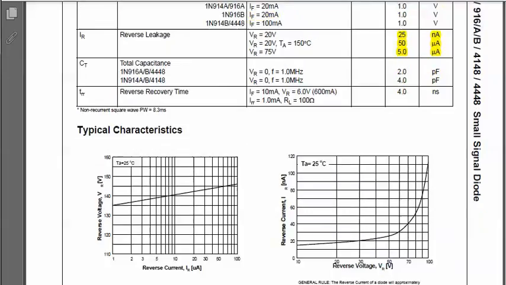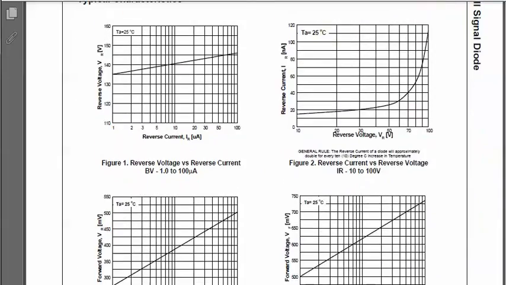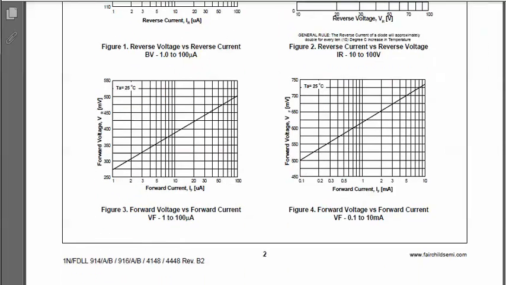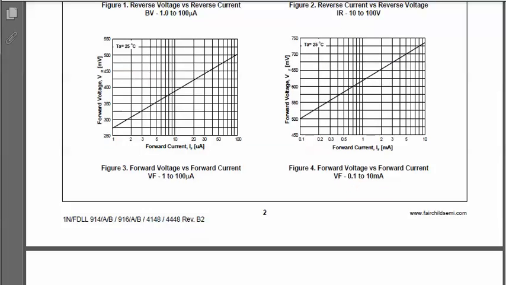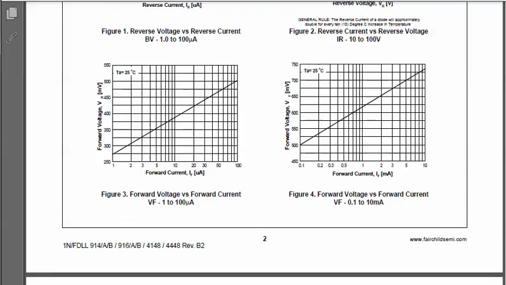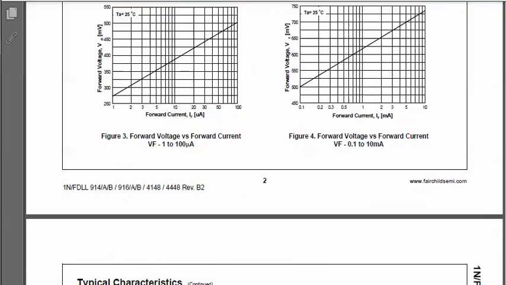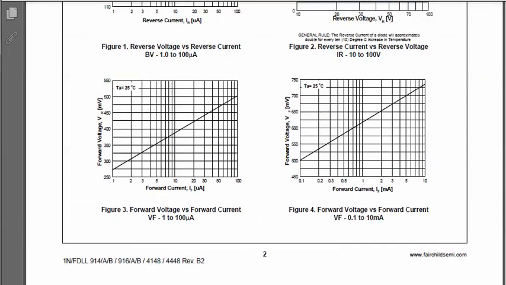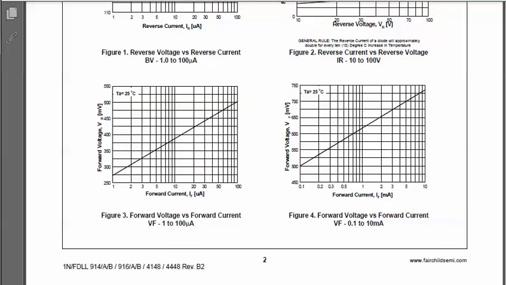Now there are tables and figures that are useful, and we looked at some of these last time. Actually, we looked at figure 4 and 5. Figures 3, 4, and 5 are all forward voltage versus forward current, but they're on different scales. The first one is 1 to 100 microamps, then 100 microamps to 10 milliamps. So I won't say anything more about those, but they're on a semi-log scale, so that's why the line should be straight.